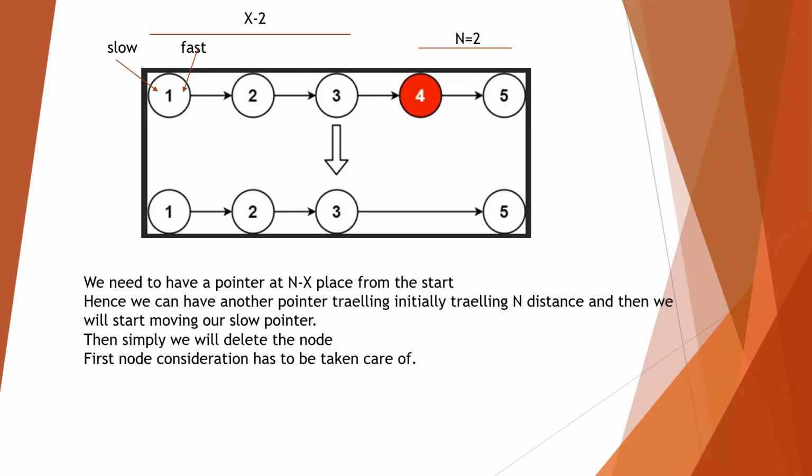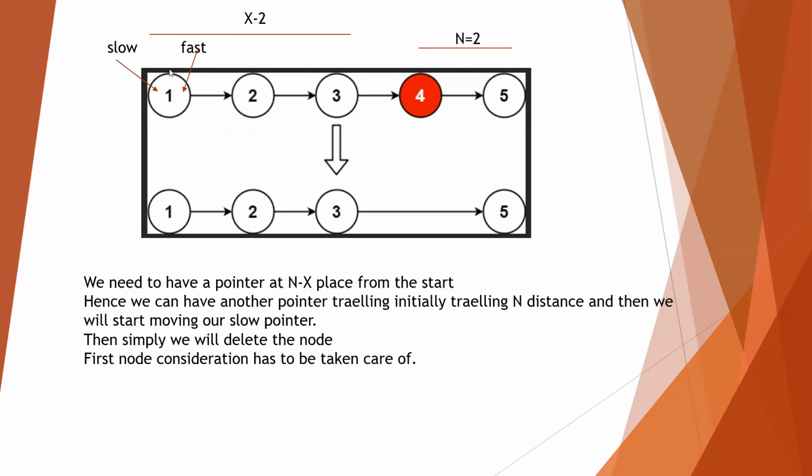Okay, so we can think like we can have two pointers, slow and fast, and we can move fast for n equals to 2, and then we will start moving slow. Now what will happen is, when fast moves n equals to 2 times, then it ensures that slow will move for x minus 2 times, where x is the length of the linked list.